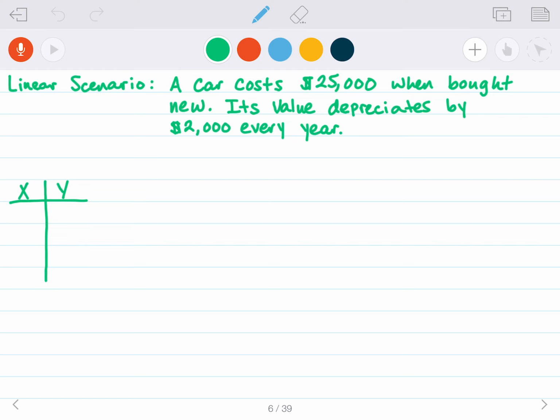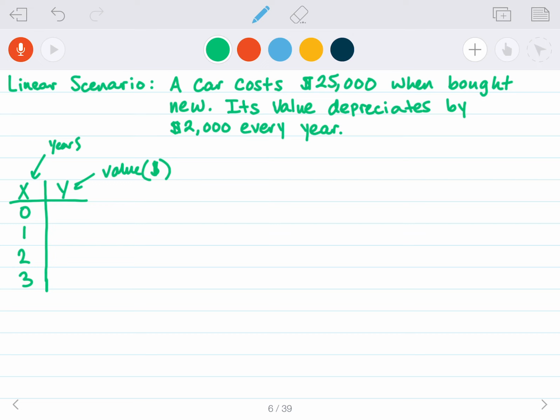Now remember our pro tip. X, 99%, probably 99.9% of the time is going to be time, right? That's our independent variable. How many years go by? So we're going to say that X is going to be our years that go by. Let's say year 0, 1, 2, 3. Year 0 is always the starting amount. All right. And let's say that Y is going to be the value of the car. Right?